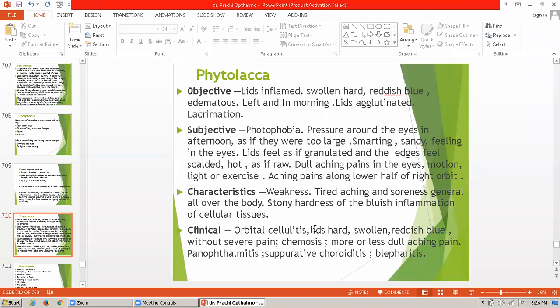Clinically, there is orbital cellulitis. Lids are hard, swollen, reddish blue without severe pain. Chemosis, more or less dull aching pain, panophthalmitis, suppurative choroiditis, and blepharitis.